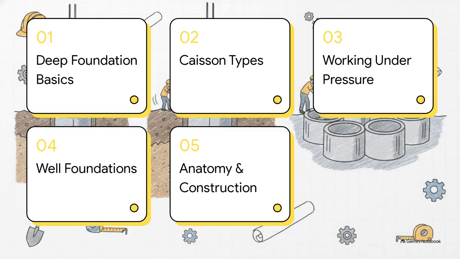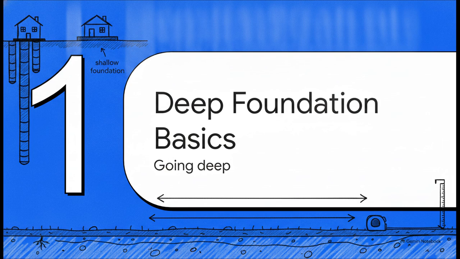Okay, here is our roadmap for today's Explainer. We'll start with deep foundation basics, then move on to exploring caisson types. After that, we'll look at working under pressure, shift our focus on well foundations, and finally cover their anatomy and construction. Let's kick things off with Section 1, Deep Foundation Basics.